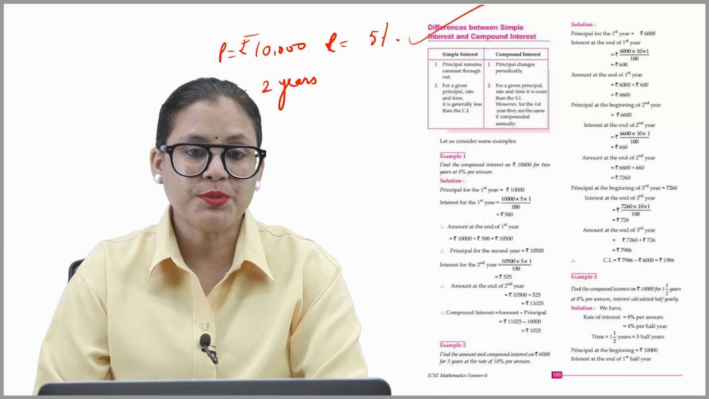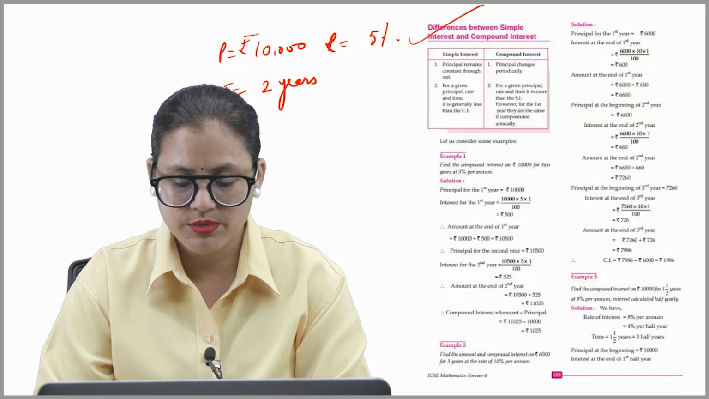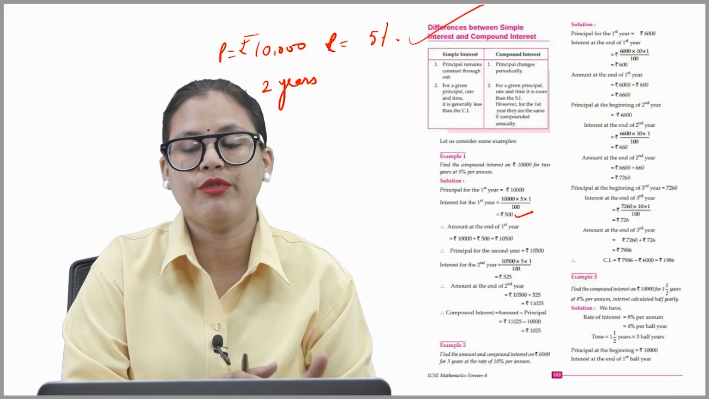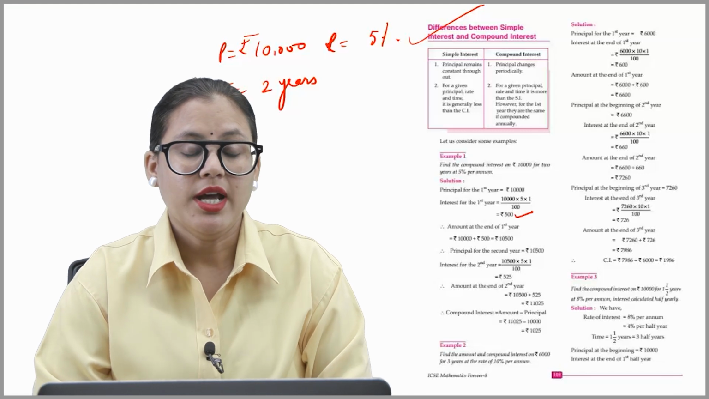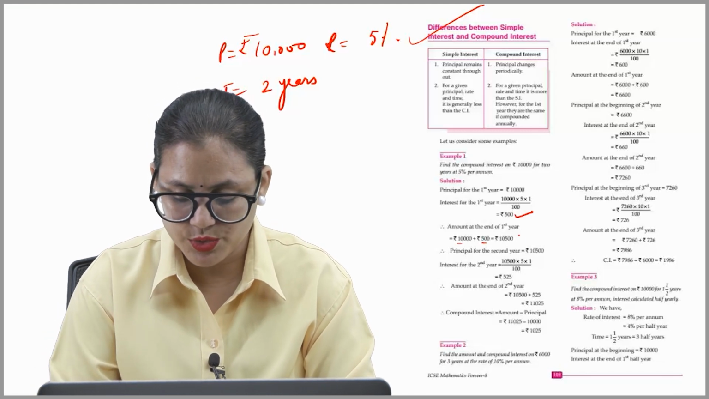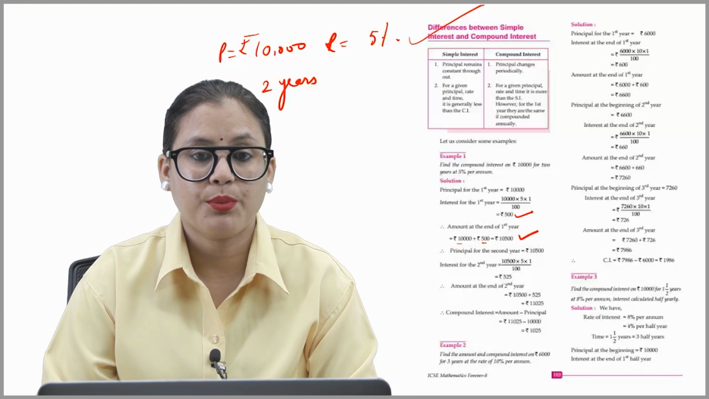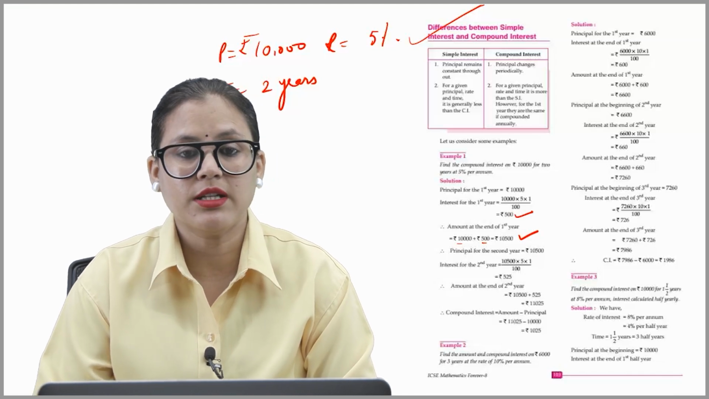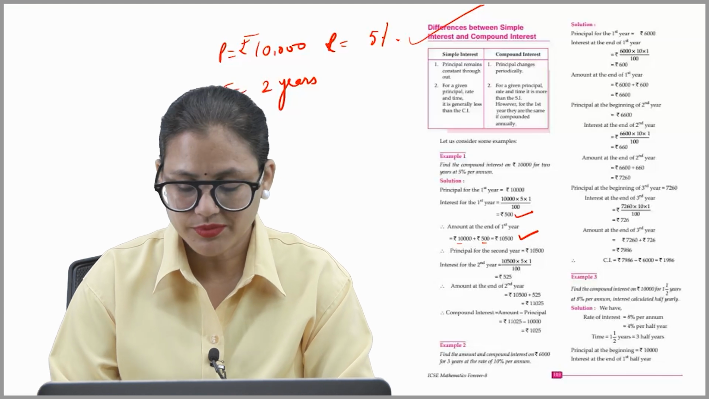Okay, so principal for the first year is of course 10,000 and interest for the first year is rupees 500 when we apply the formula of simple interest. Okay, now amount at the end of the first year is 10,000 plus 500 is equal to 10,500. Now principal for the second year is 10,500. So interest for the second year is what?